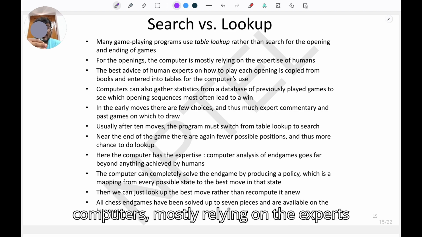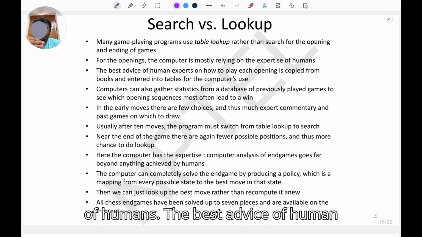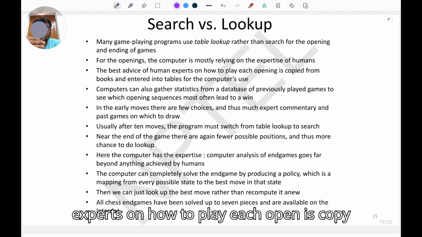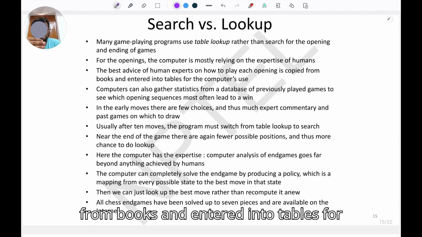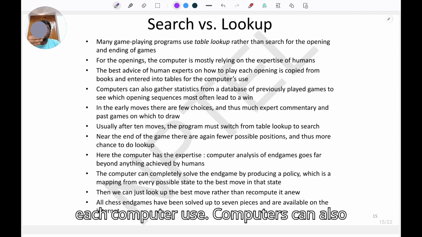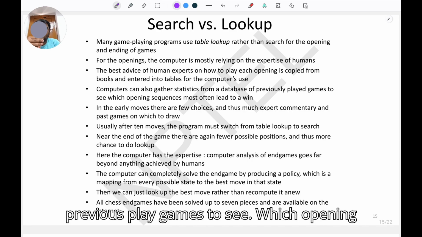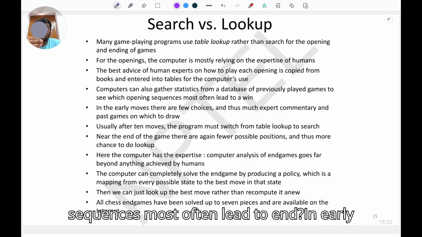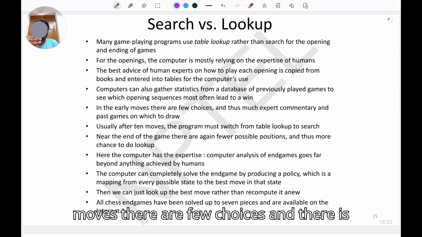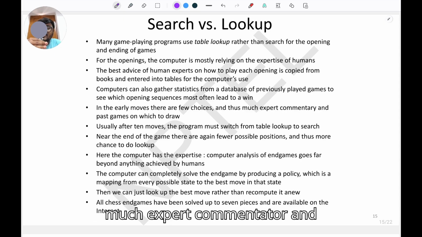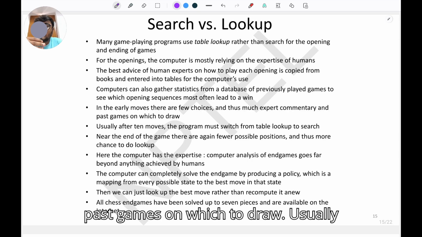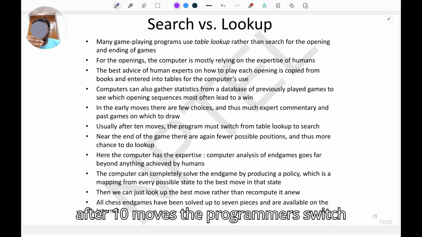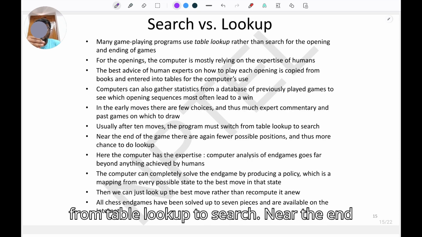For opening, the computer is mostly relying on the expertise of humans. The best advice of human experts on how to play each opening is copied from books and entered into tables for computer use. Computers can also gather statistics from databases of previously played games to see which opening sequences most often lead to a win. In early moves, there are few choices and there is much expert commentary and many past games on which to draw. Usually, after 10 moves, the program must switch from table lookup to search.